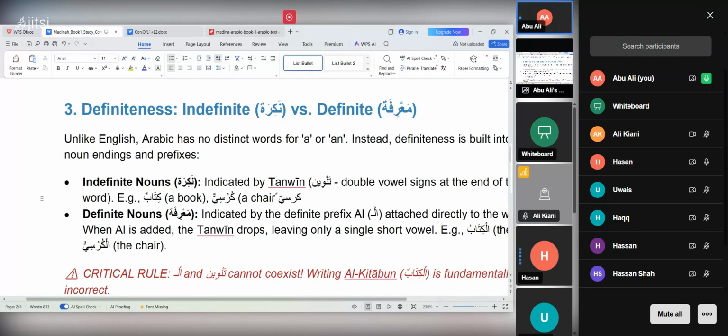If it ends with a kasra, this represents the? Sorry to interrupt. Does this refer to the noun being indefinite or definite? Does this make the noun indefinite or definite? Indefinite. Thank you. Okay, no problem.